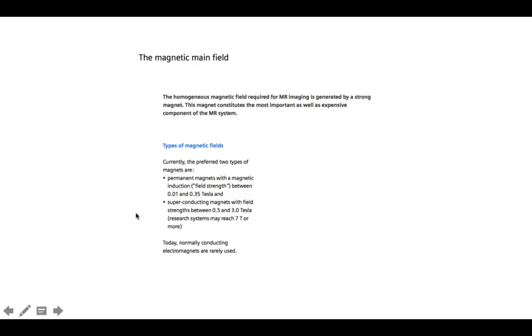You have 2 kinds of magnets, permanent magnets that have a magnetic field strength ranging from 0.01 to 0.35 Tesla, and these are rarely used. And then you have superconducting magnets that have field strengths between 0.5 and 3 Tesla. These are common in today's commercial systems. In research systems, you can have systems that get up to 7 Tesla or more. Let me point out that this is an extremely high magnetic field. So the reason superconducting magnets have to be used is because of the level of the field strength.